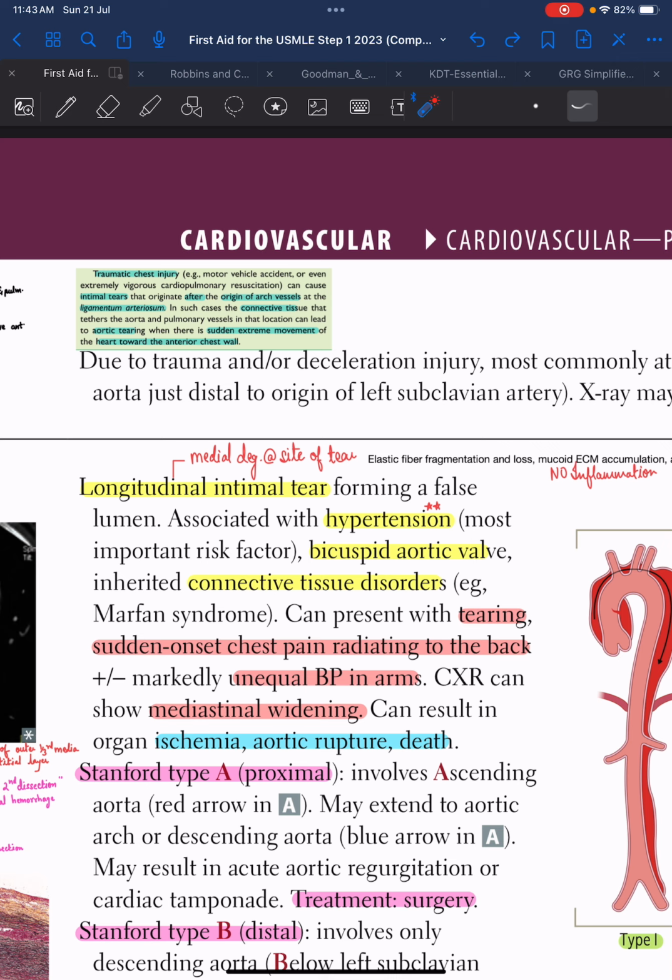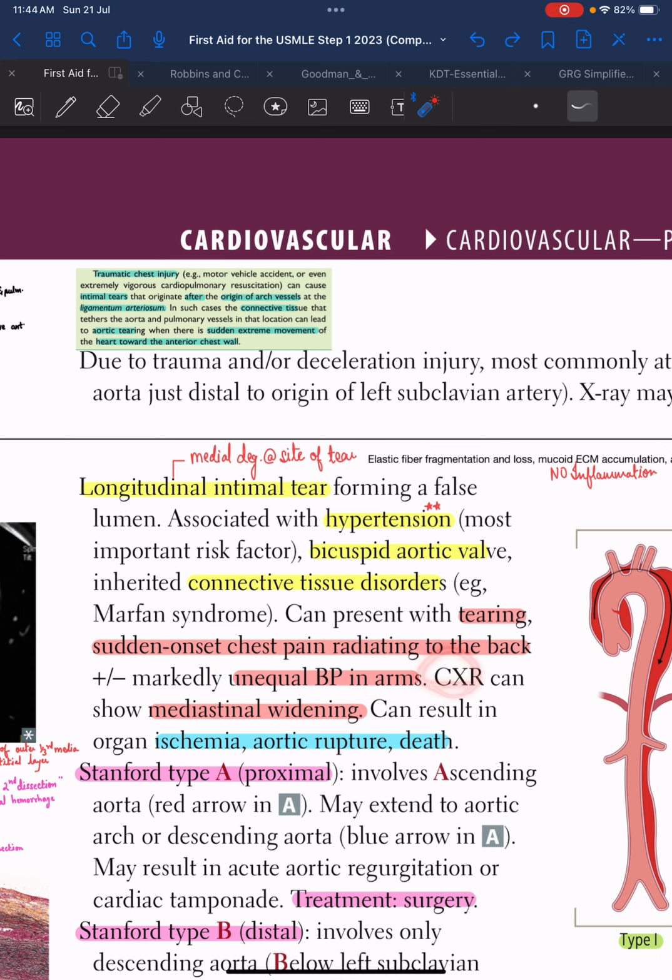Now, how will a patient present? A patient can present to you with a sudden onset of chest pain, which is tearing in nature. The patient will feel like something is getting ripped apart in his body. This pain can radiate to the back, and there might or might not be unequal blood pressure in the arms, which we can measure. If the left subclavian artery is involved, the left side will have a different blood pressure than the right side, so there could be unequal blood pressures, right?